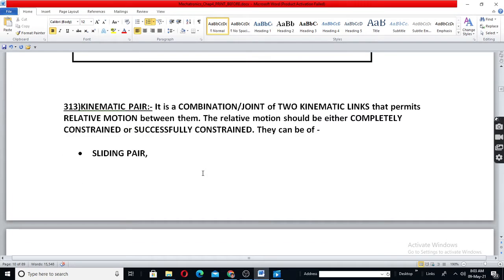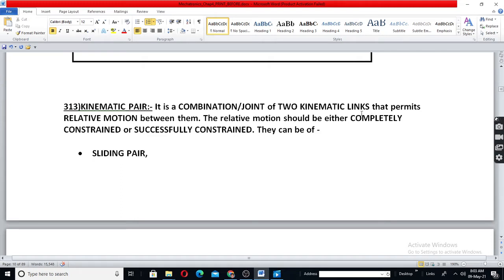Now you know that for a machine or a mechanism, a small difference between a machine and mechanism we'll see later, for any transfer of motion from one to another, there is need of at least two links. So when two links are joined together, it is called a kinematic link pair, or shortly, kinematic pair. The condition is the pair should have relative motion and that motion should be completely constrained or successfully constrained.